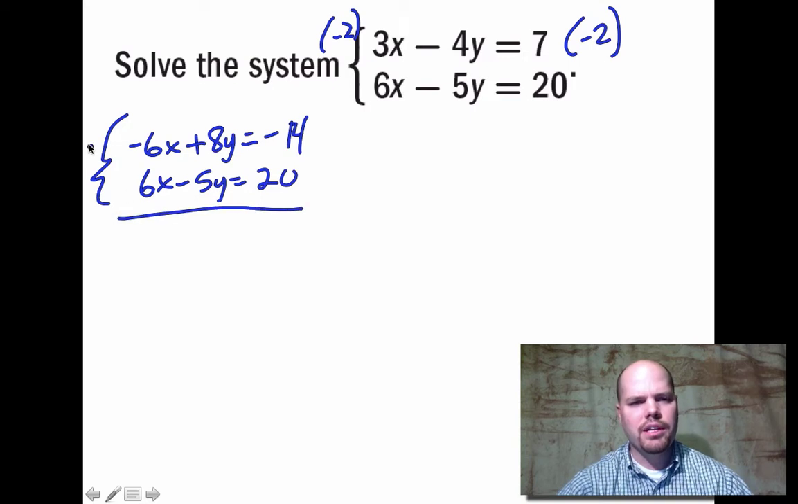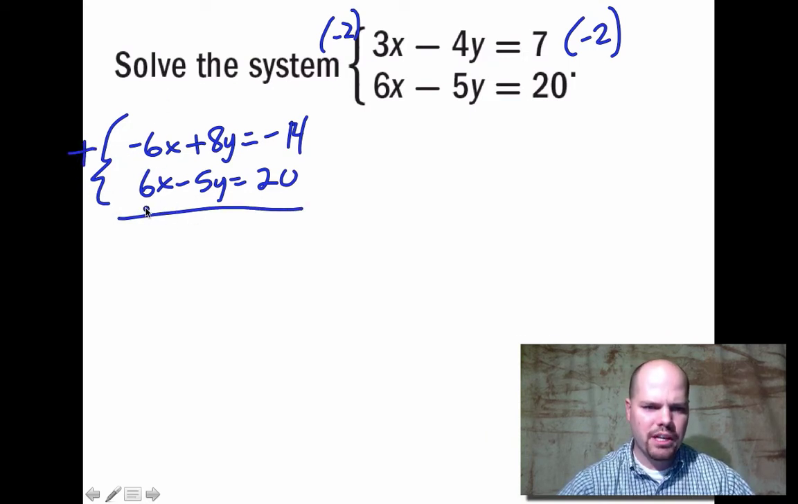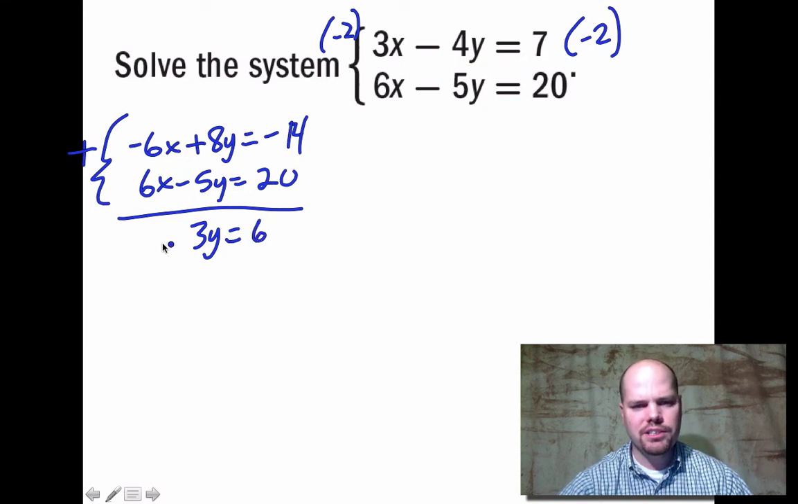And then we just go ahead and add like we did in lesson 4. So those add up to 0, which is what we wanted. 8y minus 5y is 3y. And -14 plus 20 is 6. Divide both sides by 3, we get y equals 2.